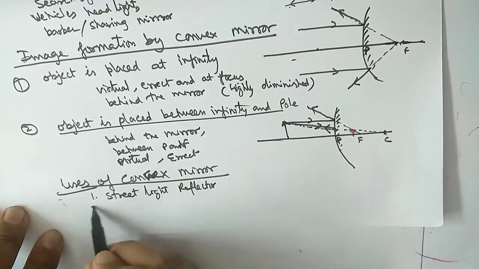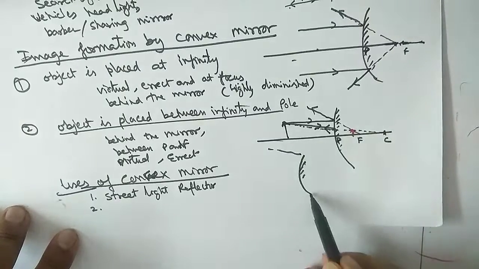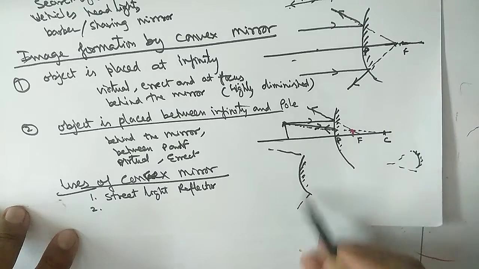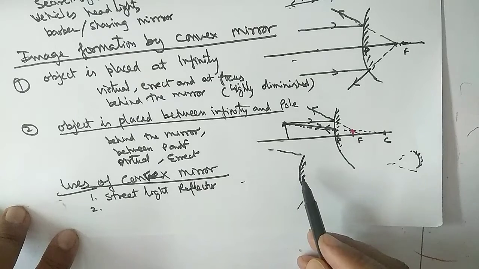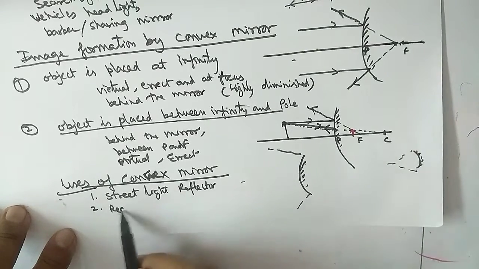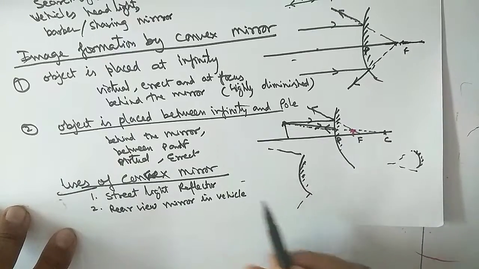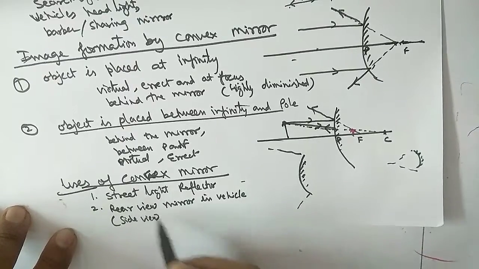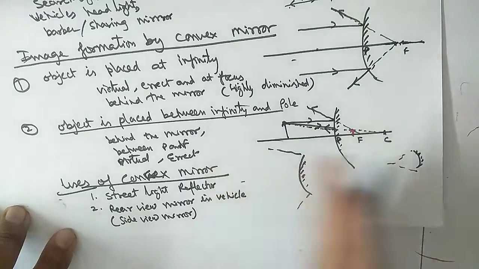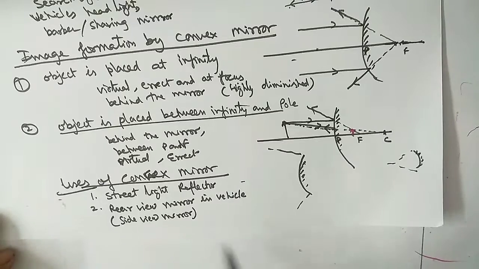And the second use, very important for your exam. Suppose this is a mirror; you can see its aperture is very large, whereas the aperture of the concave was very small. Because of this, it can cover a large area behind the traffic. That's why it is used as a rear view mirror, also known as the side view mirror in the vehicle. Why? Because it covers a large area behind your vehicle, so you can see the traffic behind it.